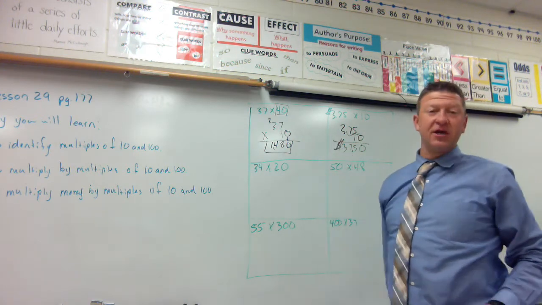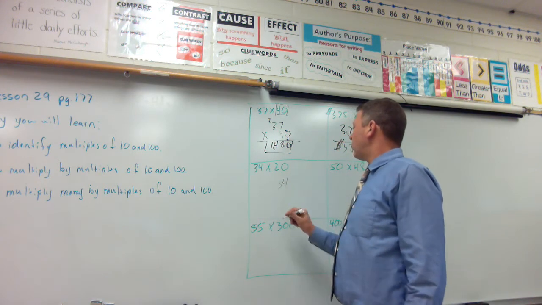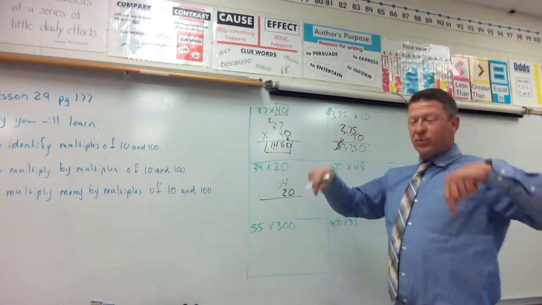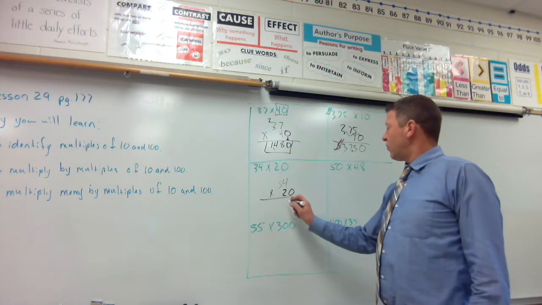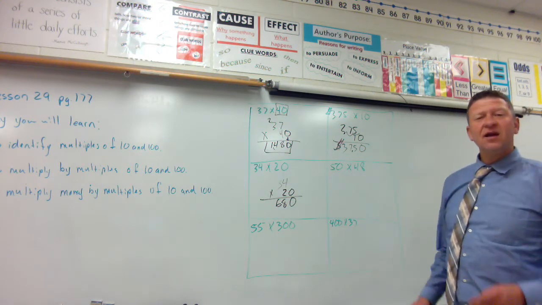I picked a few other ones here to practice. 34 times 20, put the 34 on top, numbers under numbers, hang that 0 out, bring that 0 down. It's just a placeholder. 2 times 4 is 8, and 2 times 3 is 6, 680. Now let's slow down.